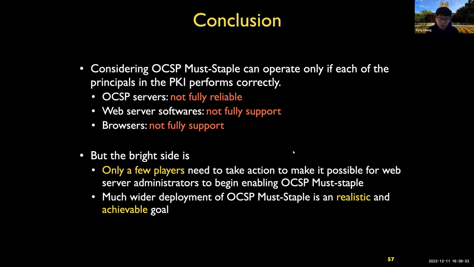Because there are three major players for OCSP must-staple to be widely used reliably. The first one is OCSP responders, which are managed by VAs. They have to be really, fully reliable because whenever the web server needs to fetch OCSP response in advance, they have to be there, right? But we showed that sometimes OCSP responders experience some outages. So OCSP responders are not fully reliable.